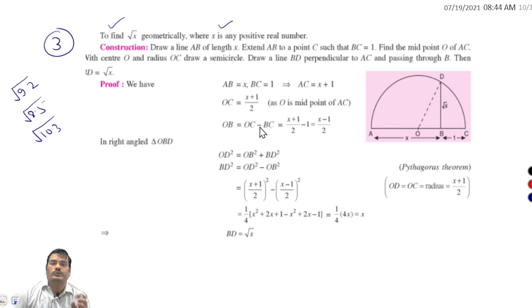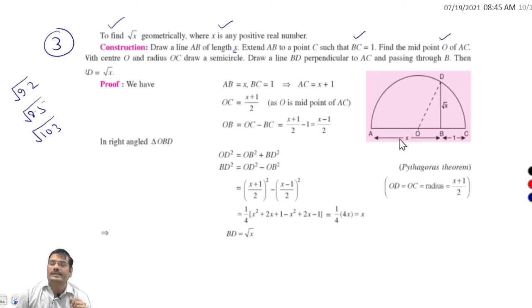So what we have to do? Since we have to find it geometrically, we have to perform a construction. So the construction is, see, first step, draw a line AB of length x. Extend AB up to point C such that BC is equal to 1. Suppose that AB is equal to x and BC is equal to 1. After this, find the midpoint of AC. Now you have to find the midpoint by any method, by drawing the perpendicular bisector of AC. Suppose that O is the midpoint of AC.